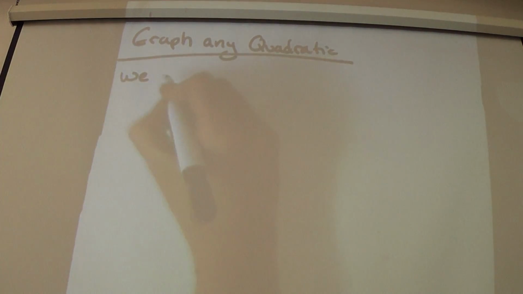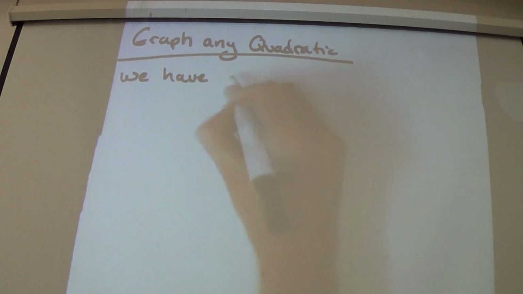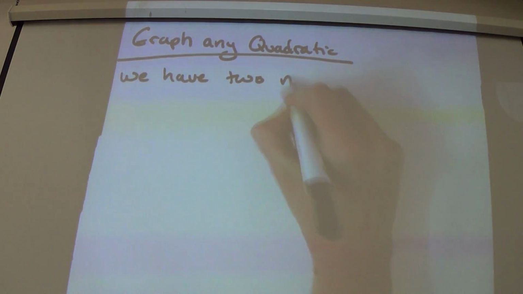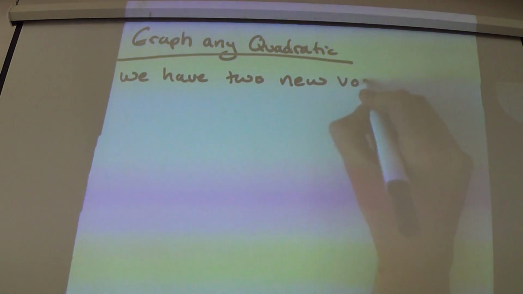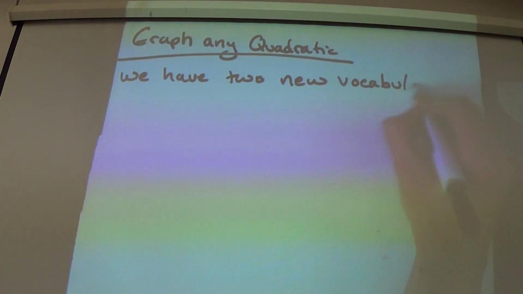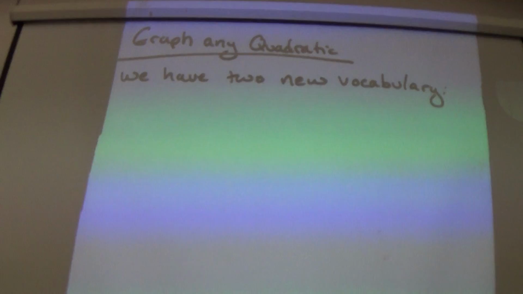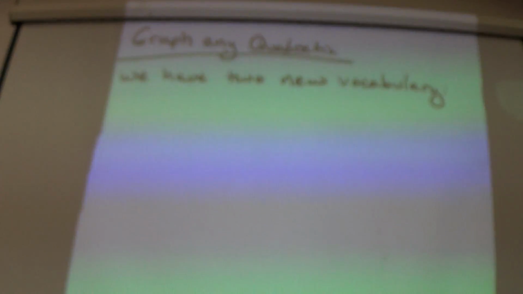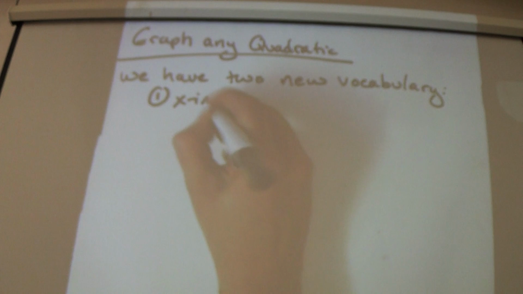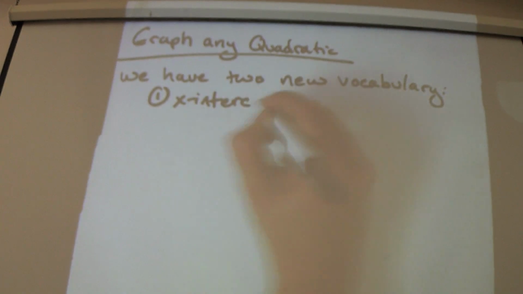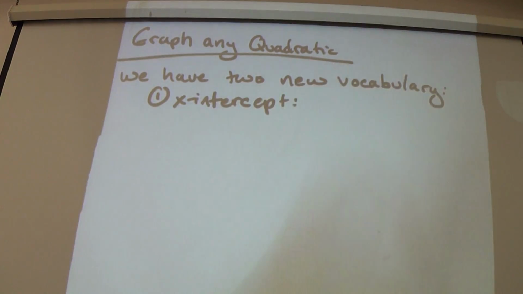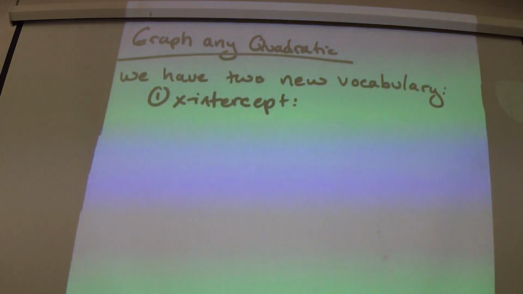So before we start, we have two new vocabularies for us. Although I'm going to give you three vocabulary, the first one's just not new. Okay? So number one is the x-intercept. What is an x-intercept?